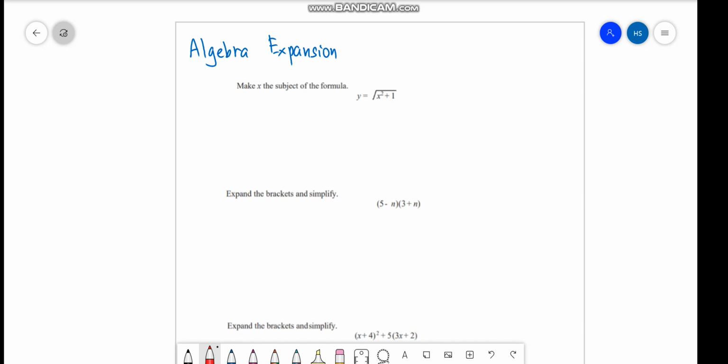Okay, so the first step we can do is move the square root to here. So it becomes y squared equals to x squared plus 1. After that, move the 1 here. It becomes y squared minus 1 equals to x squared. So the last step, you just have to move the square, and then it will become square root. But take note, every time you remove the square and make it become square root, you have to add a plus minus in front of your square root. Okay, so the final answer is plus minus square root of y squared minus 1.